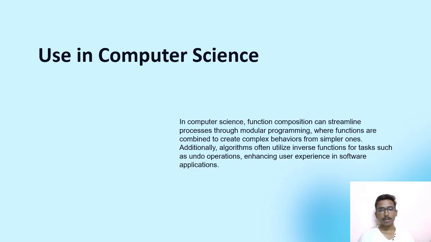Use in computer science. In computer science, function composition can streamline processes through modular programming, where functions are combined to create complex behaviors from simpler ones. Additionally, algorithms often utilize inverse functions for tasks such as undo operations, enhancing user experience in software applications.